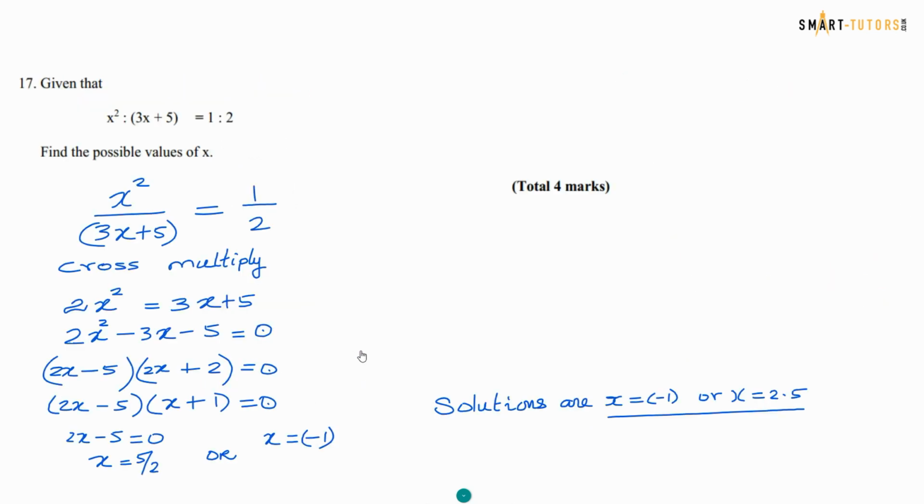Question number 17. Given that x squared is to 3x plus 5 equals 1 is to 2, find the possible values of x. A ratio can be written as a fraction: x squared over 3x plus 5 equals 1 over 2. Cross multiply: 2 times x squared is 2x squared, equal to 1 times 3x, which is 3x, plus 1 times 5, which is 5. Take everything to one side, it is a quadratic equation. Factorize and you get 2 answers, x equals 5 over 2 or x equals minus 1. So the solution for the equation is x equals minus 1 or x equals 2.5.